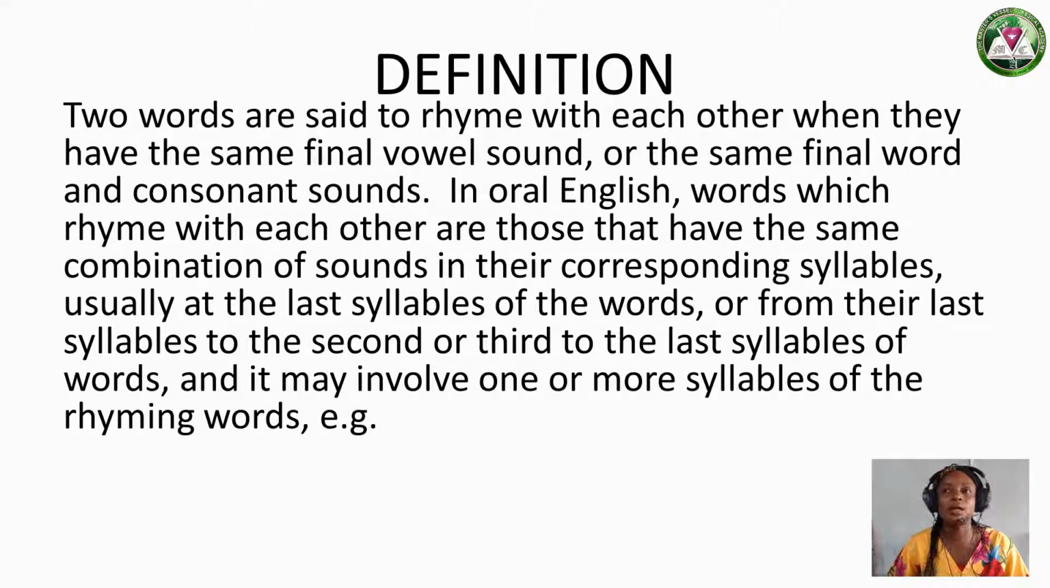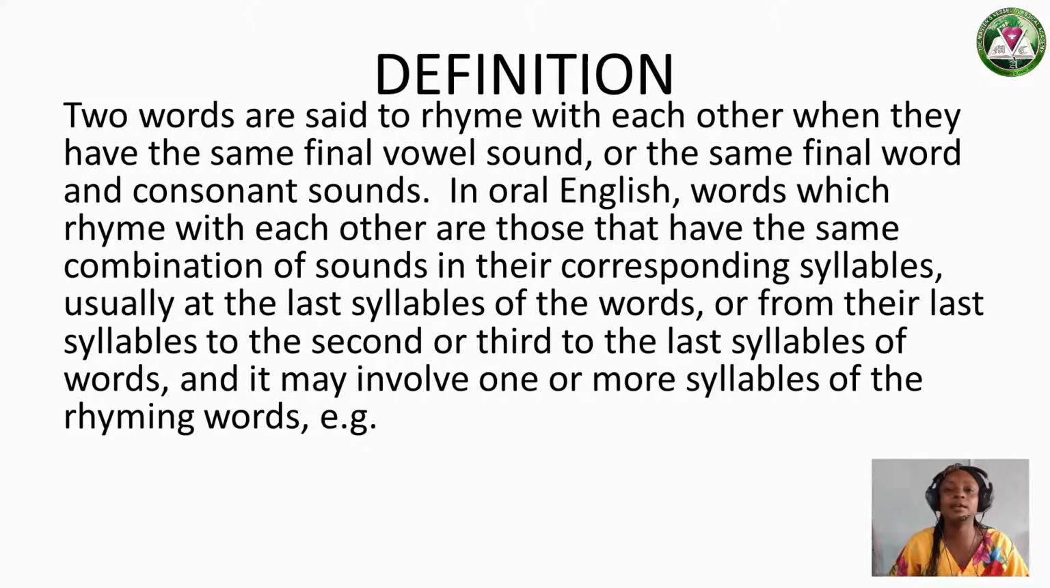I repeat. Two words are said to rhyme with each other when they have the same final vowel sound. This might sound strange, but by the time I start giving you some examples, you'll be able to understand what I'm talking about. Or the same final vowel or consonant sounds. In oral English, words which rhyme with each other are those that have the same combination of sounds in their corresponding syllables, usually the last syllables of words, or from their last syllables to the second or third to the last syllables, and it may involve one or more syllables of the rhyming words.